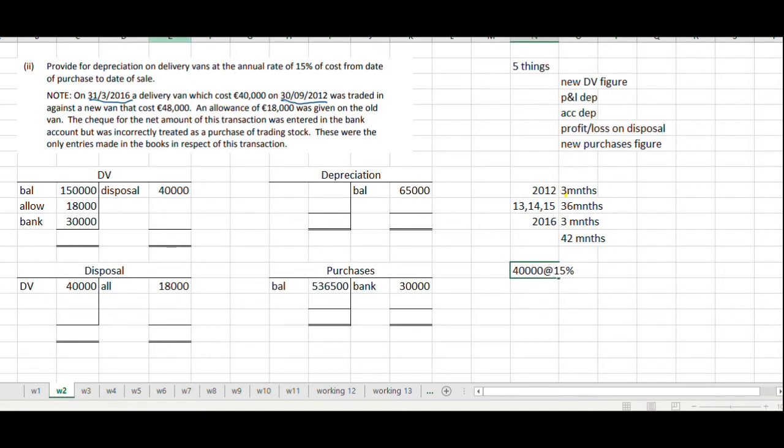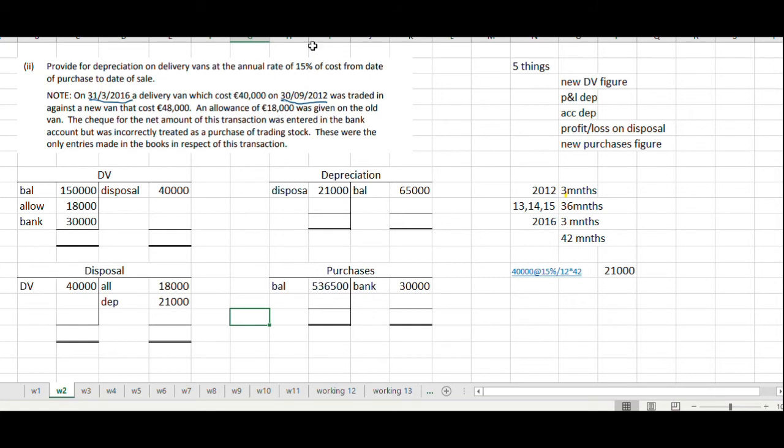At 15% divided by 12 multiplied by 42, that would give us an answer of 21,000. So 21,000 would be your answer. Where does that go? That is your disposal depreciation of 21,000. So we debit depreciation, we credit the disposal account, 21,000.